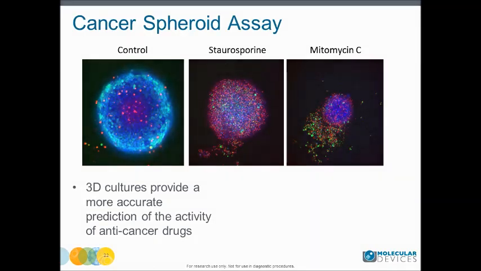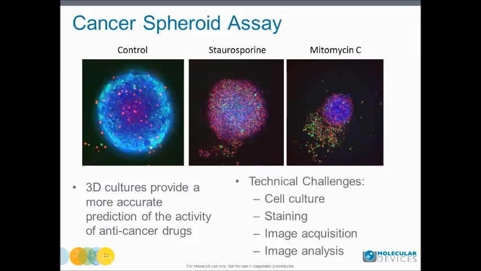High-content imaging is a very important tool for use in complex cell models, including 3D models. In this picture you can see spheroids, either controls or treated with different compounds, and you can see dramatic changes in cell morphology, which may provide very interesting information about the effect of different compounds. 3D cultures may provide more accurate prediction of the activity of anti-cancer drugs, but there are also a number of challenges regarding cell culture, staining, image acquisition, and image analysis.